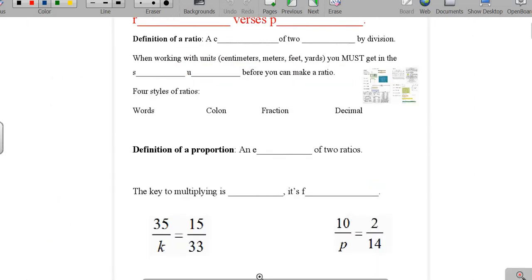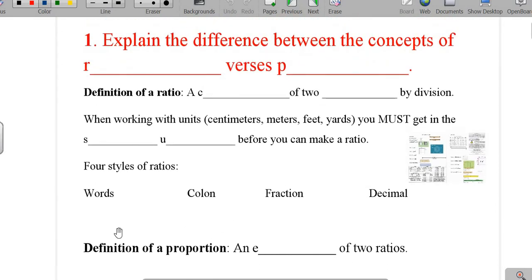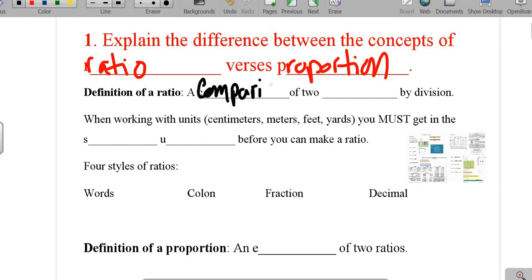First, we're going to explain the difference between a ratio and a proportion. Definition of a ratio. A ratio is a comparison of 2 values by division. You are surrounded by the use of ratios in your life.